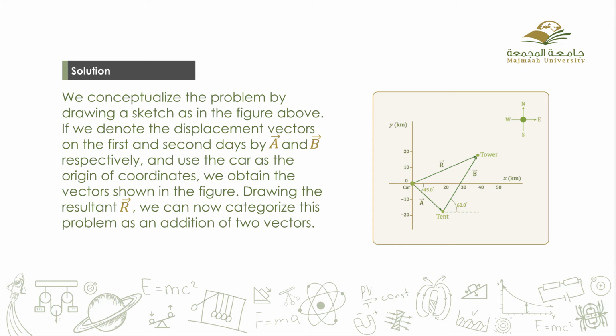So if we consider that the car begins at the origin of the coordinates and draw R as the resultant between the two vectors, we can categorize this problem as addition of two vectors. The first vector, in the first day, is denoted as A, and the second vector is denoted as B. Let's draw these two vectors. The drawing of the two vectors will be like that. The origin is the car, which starts at the origin of the coordinates.